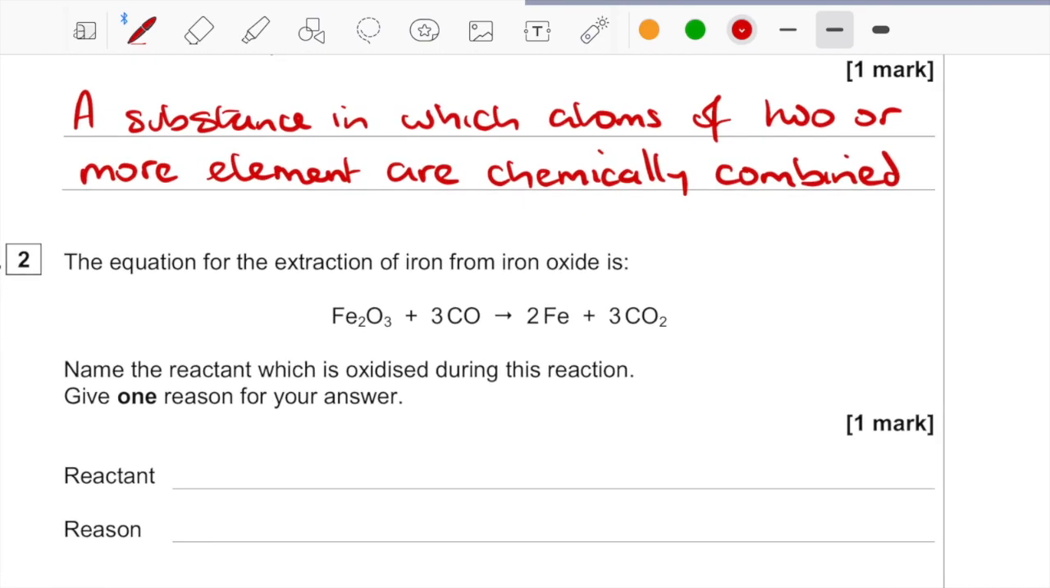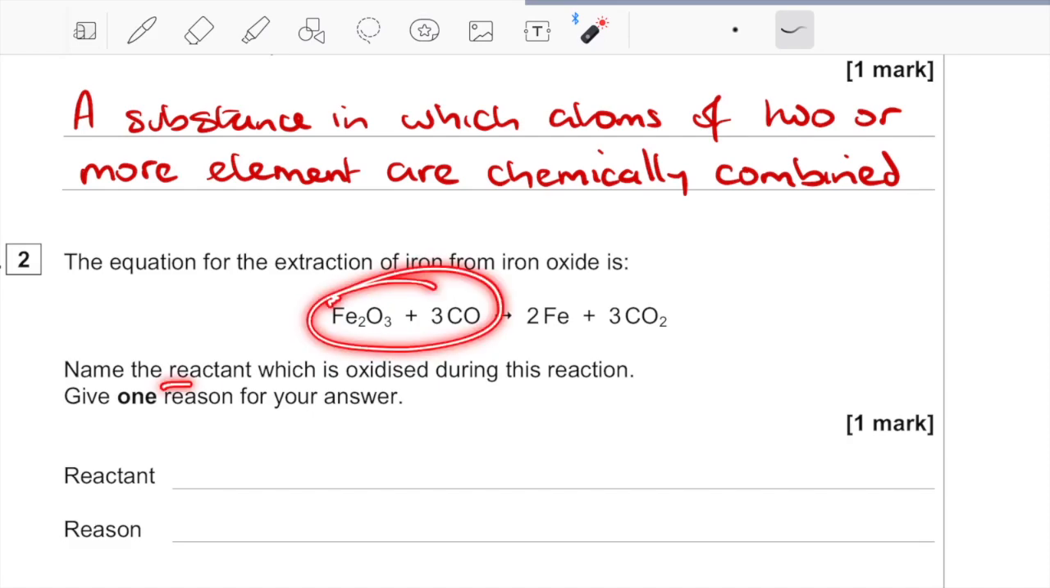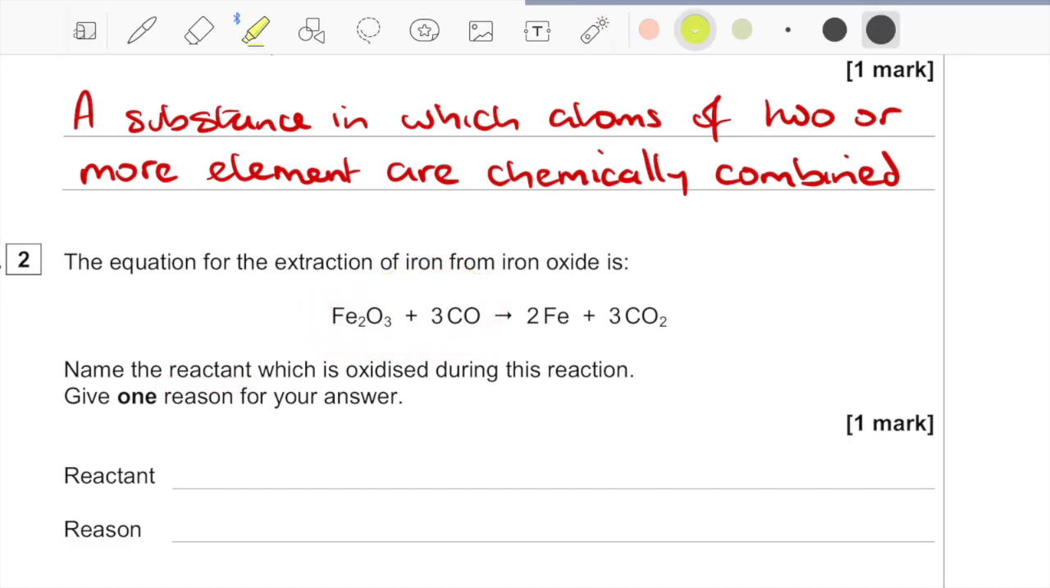So now it says the equation for the extraction of iron from iron oxide is iron oxide plus carbon monoxide produces iron and carbon dioxide. It says name the reactant which is oxidized. So it's one of these two things because it says name the reactant. So why don't I highlight that? If it's a reactant, it's got to be one of those two on the left-hand side because it goes reactants on the left, products on the right. So it's got to be either iron oxide or carbon monoxide.